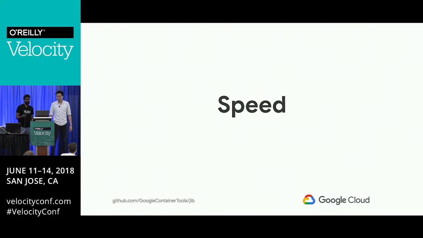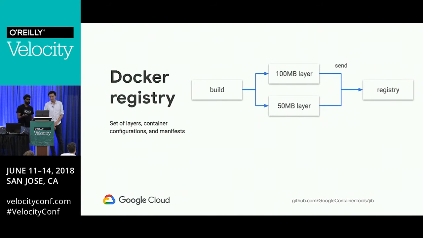So speed. If we're trying to replace your Docker build, we want to be as fast or faster than what you were previously getting. So the way builds work in Docker is you create a bunch of images. Say in this example, you have a 100 megabyte base layer and a 50 megabyte application. When you push it to a registry, it sends both layers over. However, when you make a change, it only sends a layer that's changed.